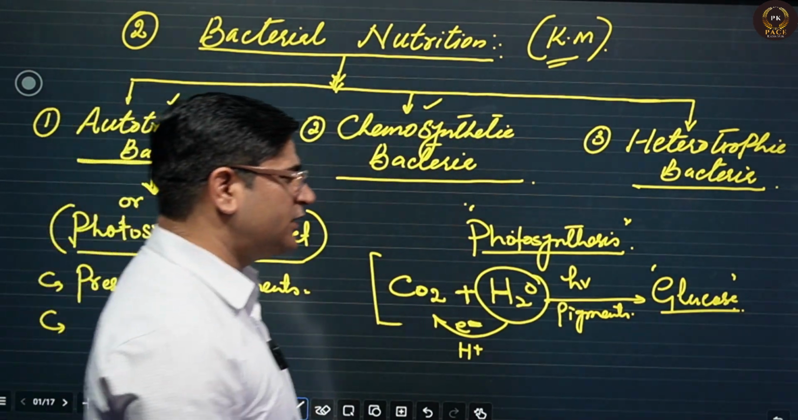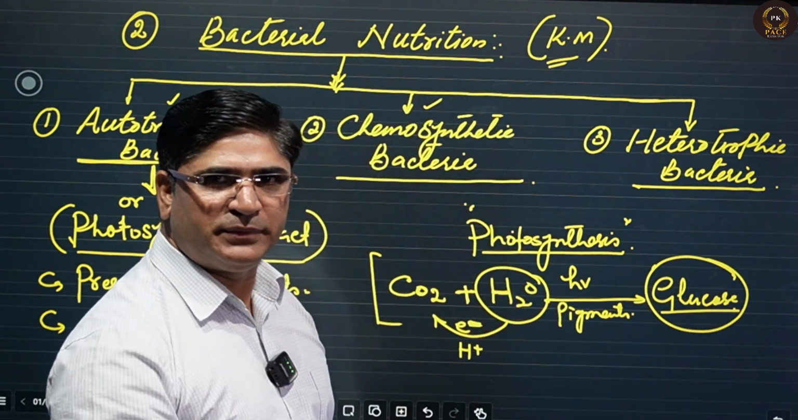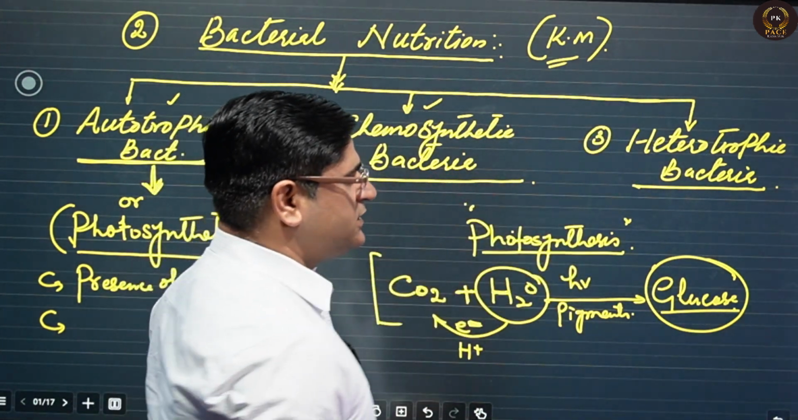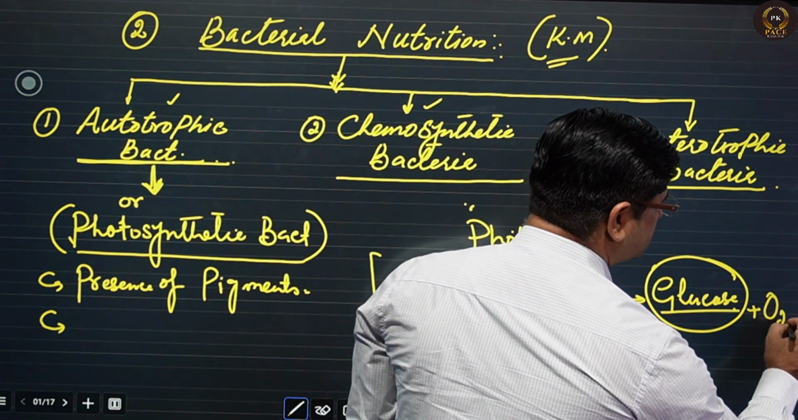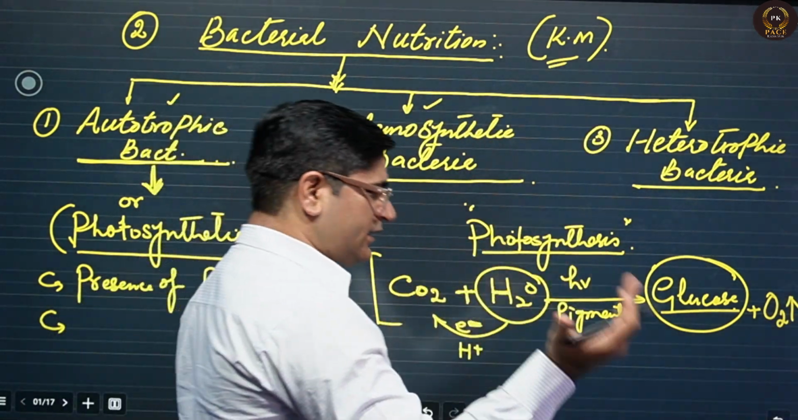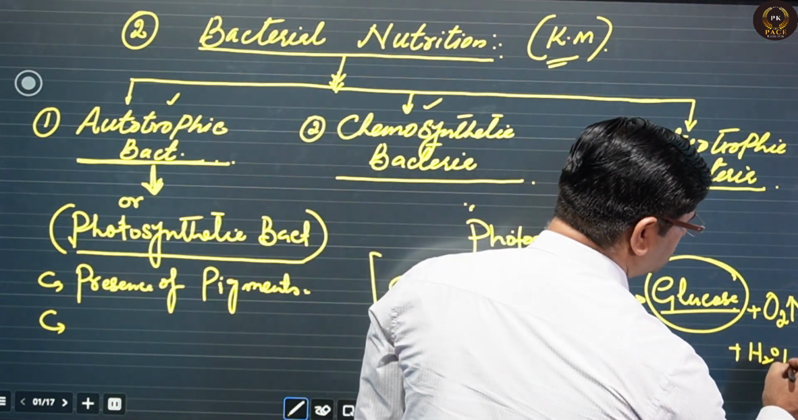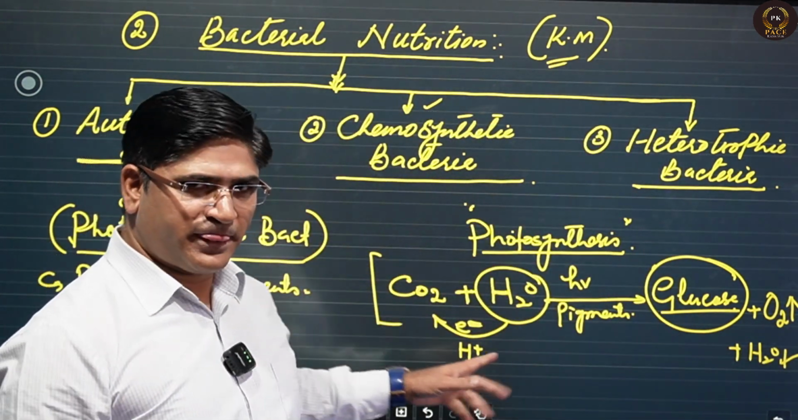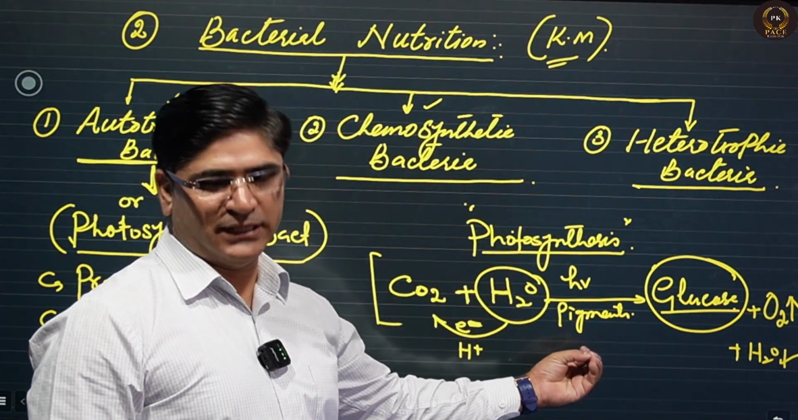Glucose molecule is prepared, and that is the food, the organic compound going to be synthesized inside the plant. With that, in plants also oxygen is released. The oxygen gets released from the plants into the atmosphere, plus some amount of water molecules also are being released. This is the chemical reaction of photosynthesis in plants, normal plants.